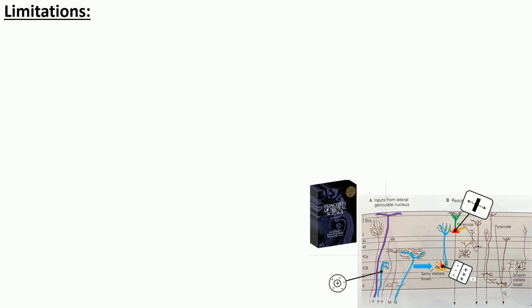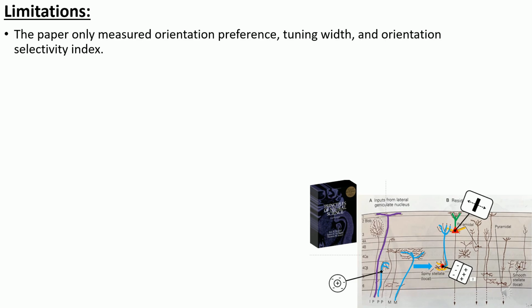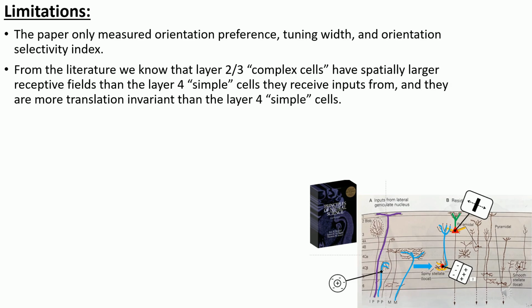And I want to end by reviewing what I see as the biggest limitation of the paper. The paper only measured orientation preference, tuning width, and orientation selectivity index. From the literature, we know that these layer 2-3 complex cells have spatially larger receptive fields than the layer 4 simple cells that they receive input from, and they are more translation invariant than the layer 4 simple cells.